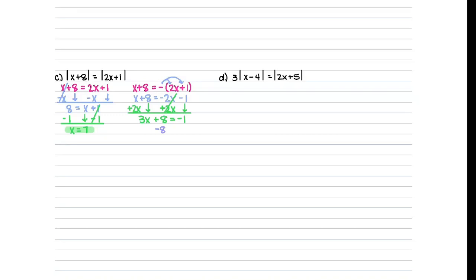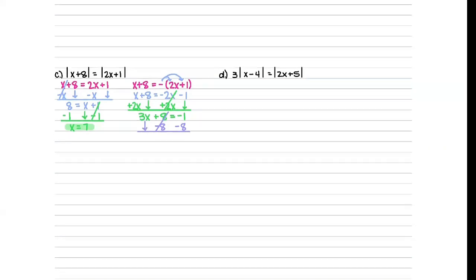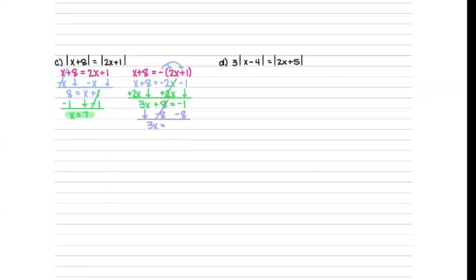From here, we subtract 8 from each side. The 3x drops down. So 3x is equal to -9. We then just divide each side by the 3 and get that x is also -3.